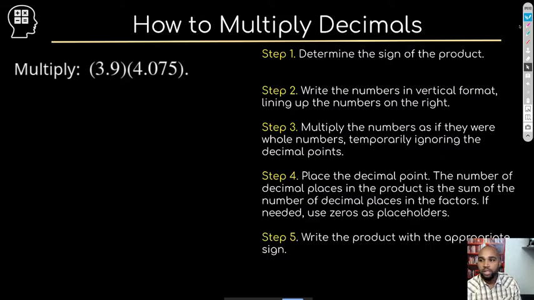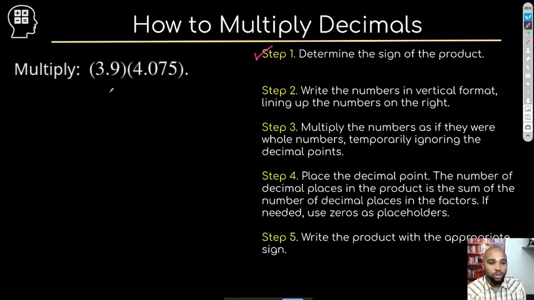So, for instance, let's look at this one. How do we multiply decimals? I wrote out 5 steps here you want to think about, and you don't really need to write out these steps, but in starting off it is good. So step 1, determine the sign of the product. We have a positive times a positive. That's going to be a positive. So check, we did that. Step 2, write the numbers in vertical format, lining up the numbers on the right.